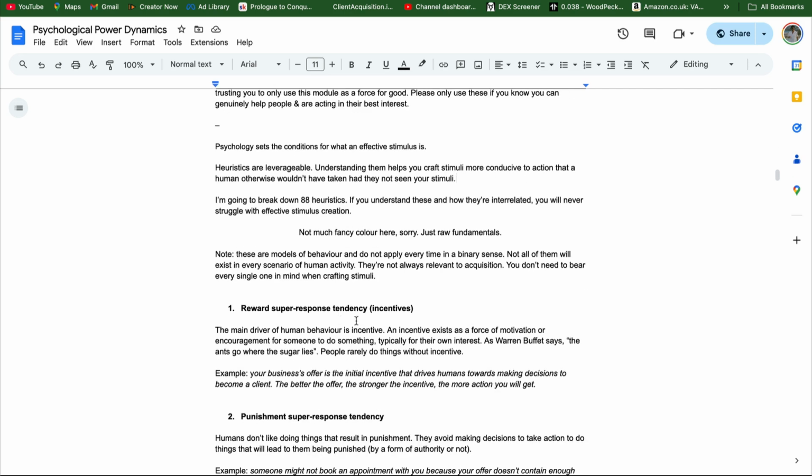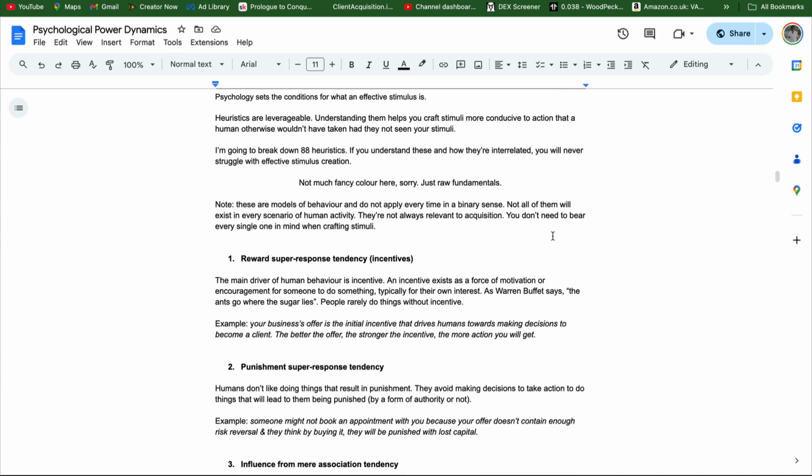So there's not much fancy color here. There's no graphs and stuff like I usually use. This is just pure raw fundamentals, right? So note as well, these are models of behavior and do not apply every time in a binary sense. And so not all of them will exist in every scenario of human activity.